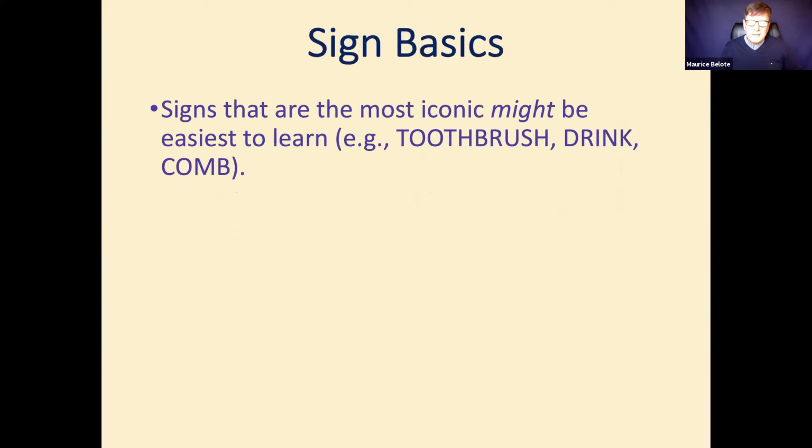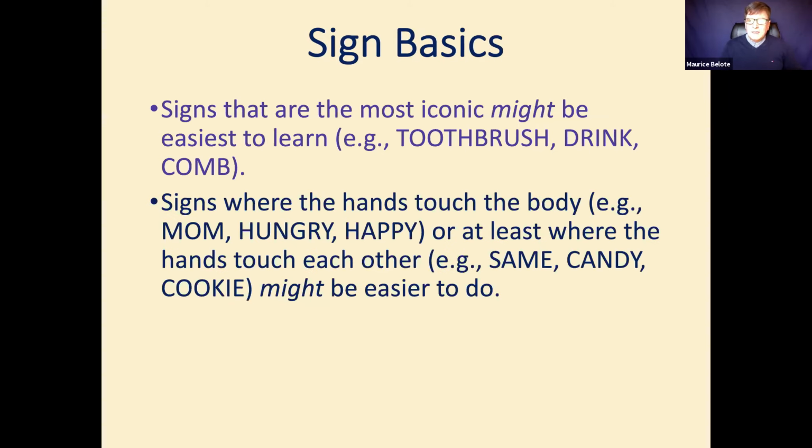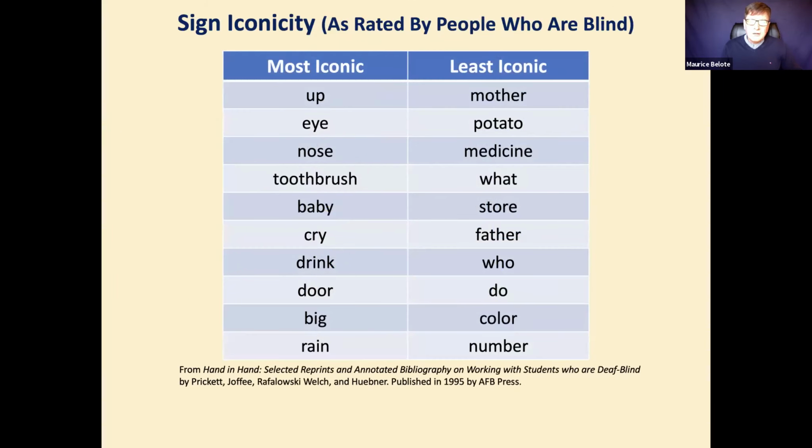And then with sign basics, signs that are most iconic, like toothbrush, drink, or comb, might be easier than signs that aren't. Signs where the hands touch the body are easier than signs where the hands are just floating out in space. And signs where the hands touch each other are the next easiest, next to signs where the hands touch the body. And here's my list of sign iconicity.